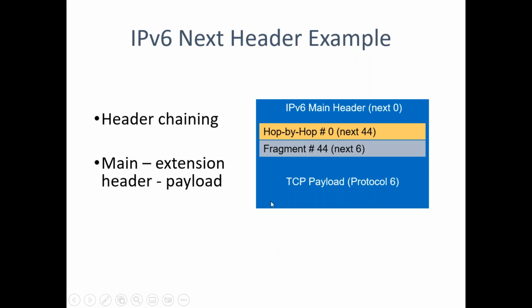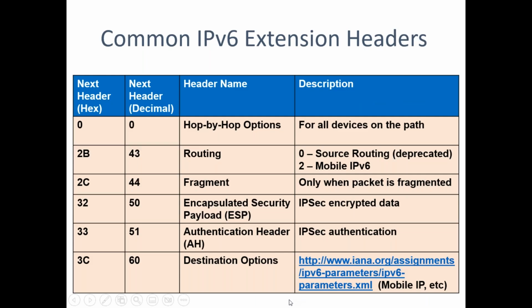So for example, you might have this. You might have in the IPv6 main header, it says the next one is 0, which is hop by hop. Then it says the next one in there is fragment header number 44. And then it says the next one is the TCP payload. So you just follow the chain, and there you are. So these are the common ones. Let's talk a tiny bit about each one, and then we'll do a deep dive into these.